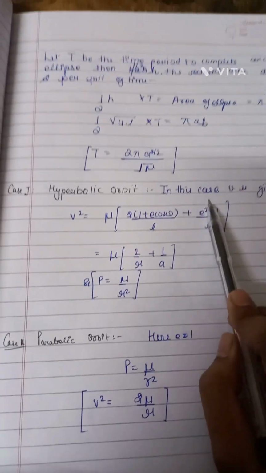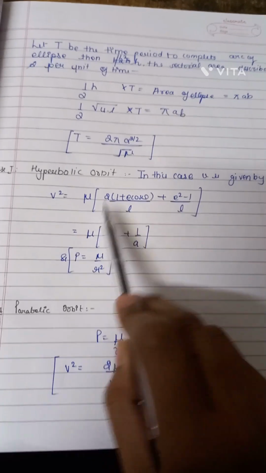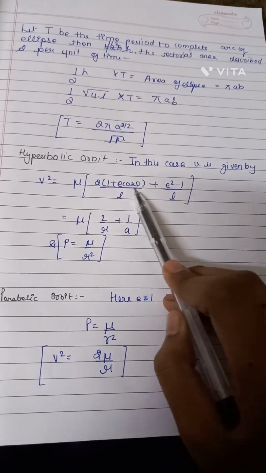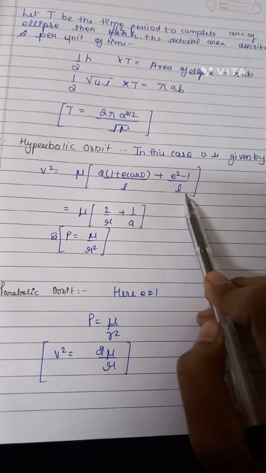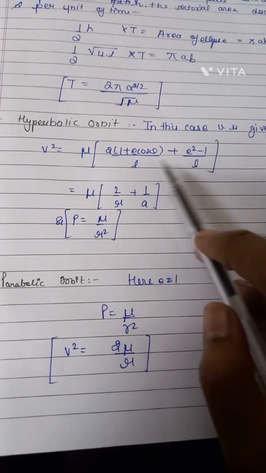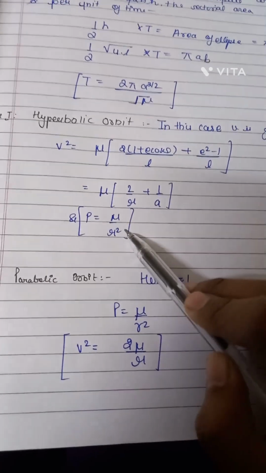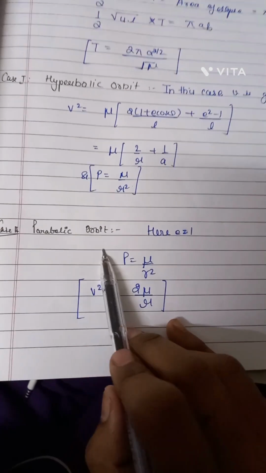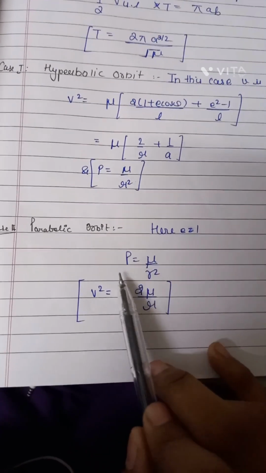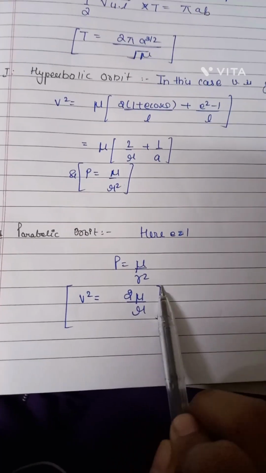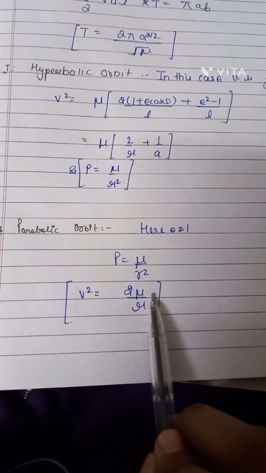Hyperbolic orbit. In this case v square equals mu [2(1 plus e cos theta)/l plus (e square minus 1)/l], which equals mu (2/r plus 1/a). Hence P equals mu/r square. Now in the case of a parabolic orbit, here e equals 1, that is P equals mu/r square, and v square is given by 2 mu/r.